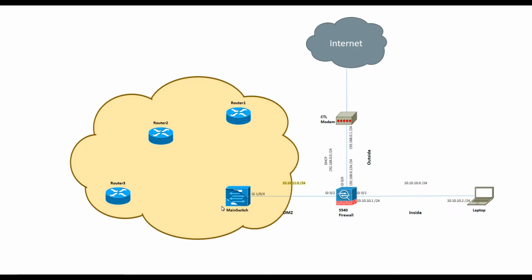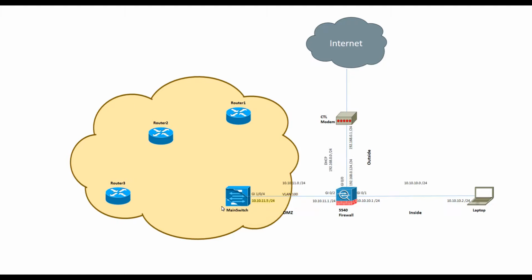We're going to use the 10.10.11.0/24 network in between the firewall and the switch. We're going to give it the firewall side .1. We're going to put this in VLAN 100.